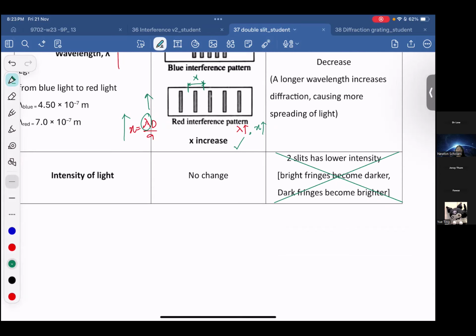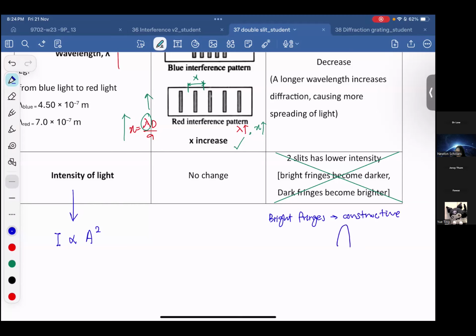Intensity. In the formula, it doesn't involve intensity, so it won't affect your fringe. The distance between the fringes, that means the x, won't change. This intensity, as I told you, is directly proportional to A squared. Then, bright fringes are because of what? Constructive interference. Bright fringe is because of constructive.